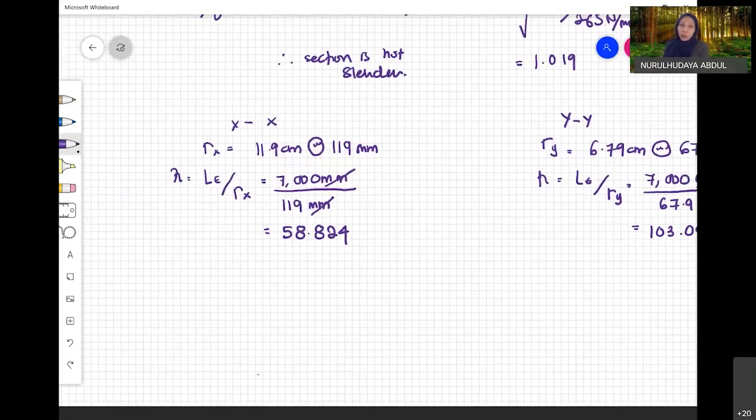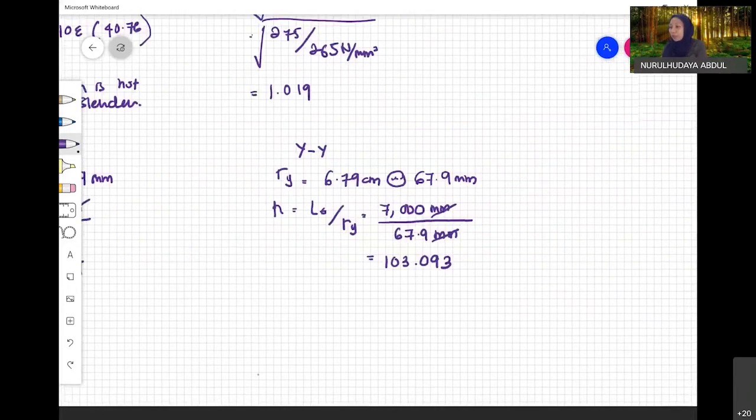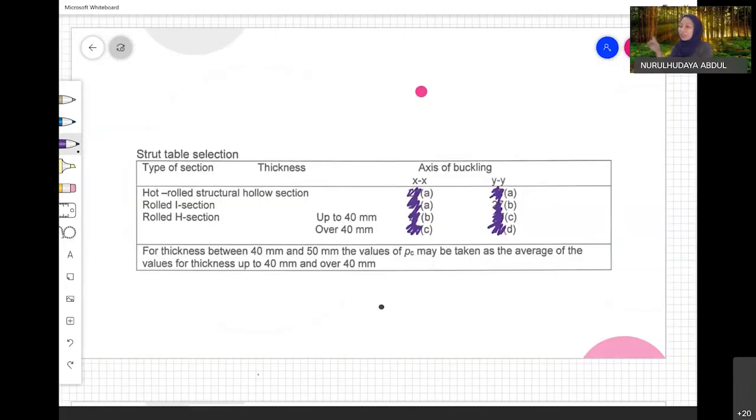You kena cari PC. Maksud saya PC tu is compressive strength. You need to find the compressive strength. So you need to know which table you're going to refer. You have curve A, curve B, curve C, curve D. Banyak table. Tengok dulu table ini. So we have curve A, curve B, curve C, curve D. Okay. So which table you're going to use?